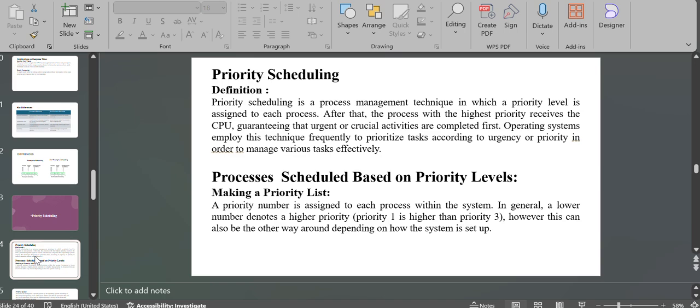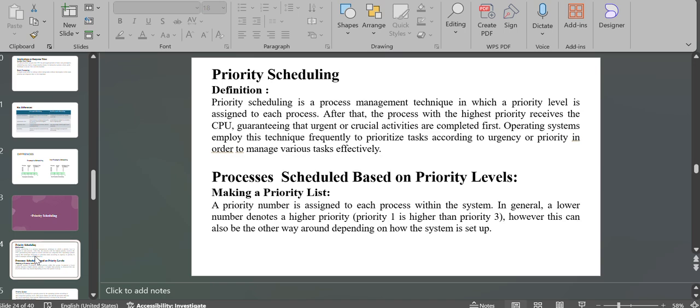After that, the process with the highest priority receives the CPU, guaranteeing that urgent or crucial activities are completed first. Operating systems employ this technique frequently to prioritize tasks according to urgency and priority in order to manage various tasks effectively. Process scheduling based on the priority level.